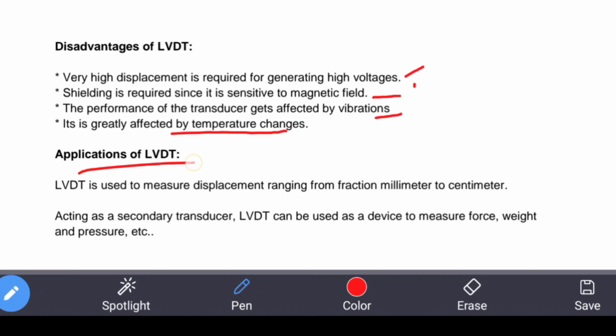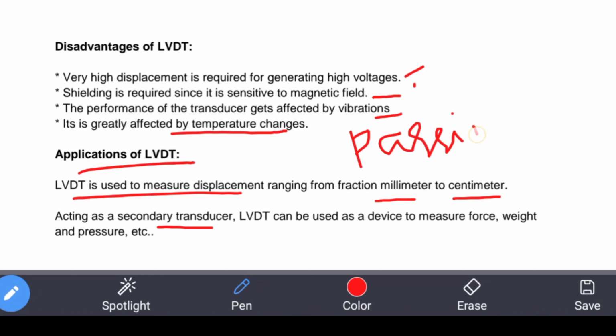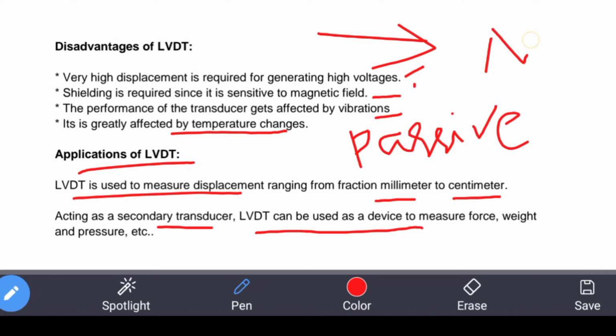Next, what are the applications of LVDT? Linear motion can be converted. LVDT is used to measure linear displacement ranging from millimeters to centimeters. Acting as a secondary transducer, it is a passive transducer, so we have to give supply to it. LVDT can also be used as a device to measure force. If you apply an external force, the force in newtons can be calibrated by the use of LVDT.